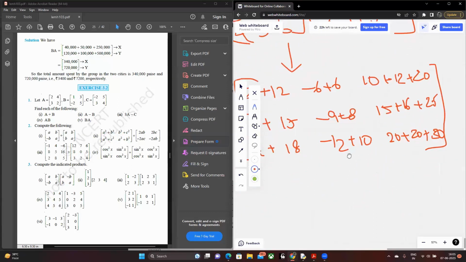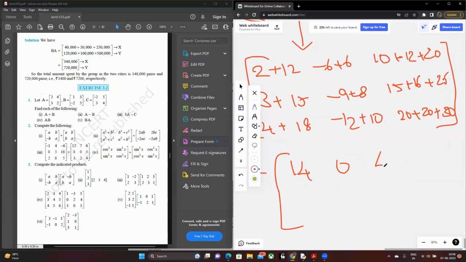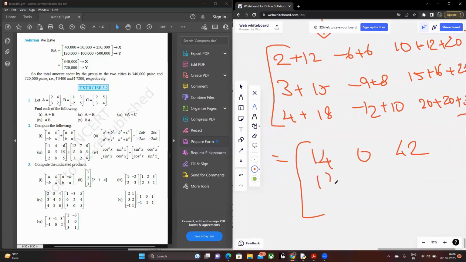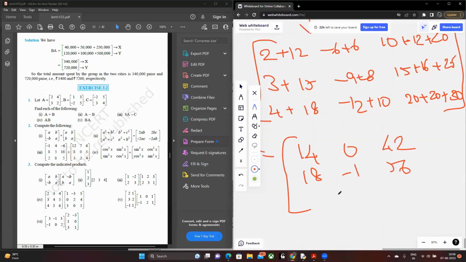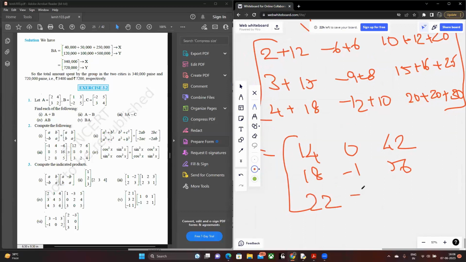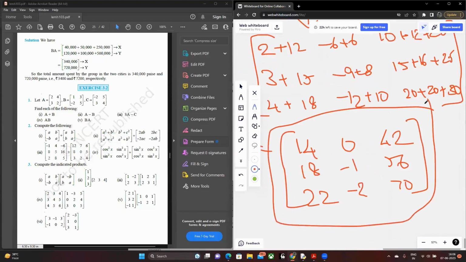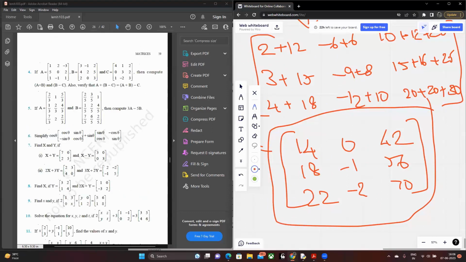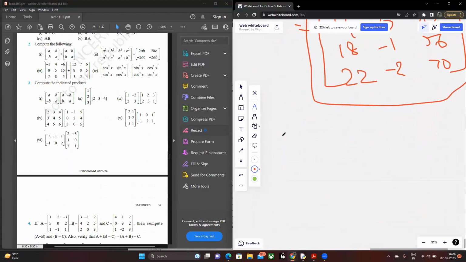Which is basically equal to the matrix 14, 0, 42. Then you will have 18, minus 1, and then this is 40, 56. And you will have 22, minus 2, and 70. This is the product. And there are 22 questions. Wow. All right. Going to question number 5.